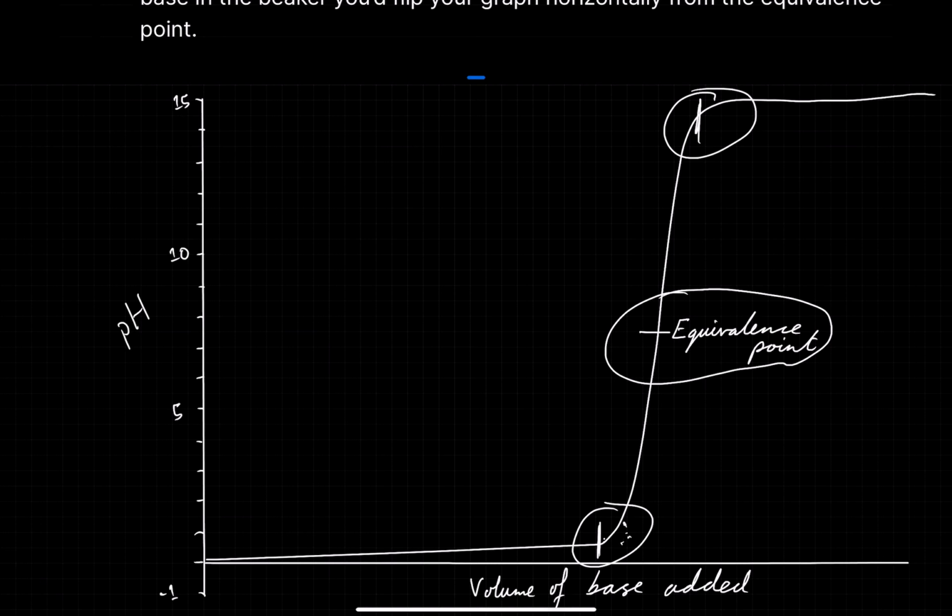In reality, this middle part here where the graph goes up and down, that's the real equivalence point, where H plus is equal to the base. The concentration of H plus is equal to the concentration of our base in our solution. That's what the equivalence point represents.